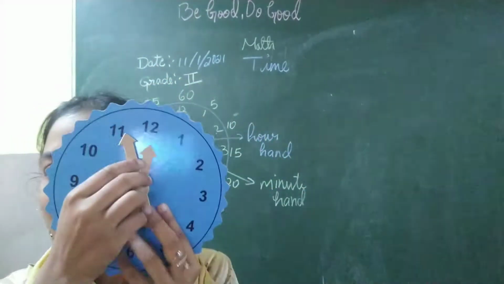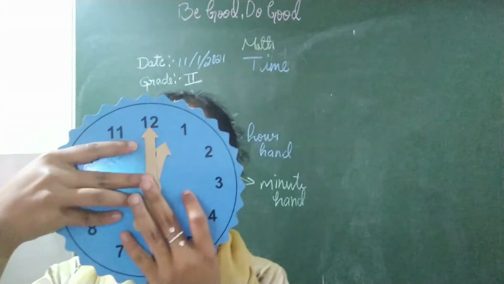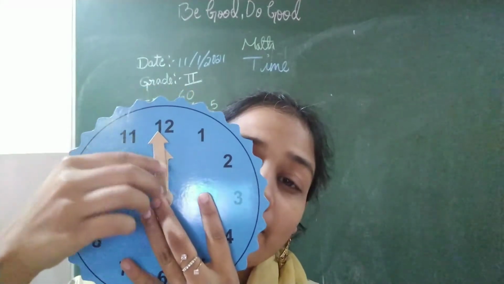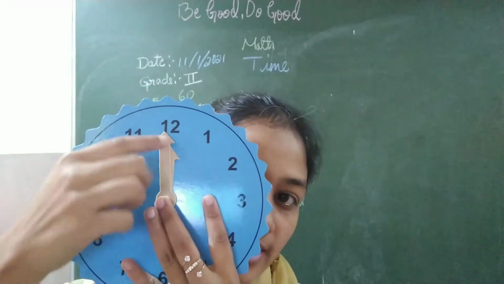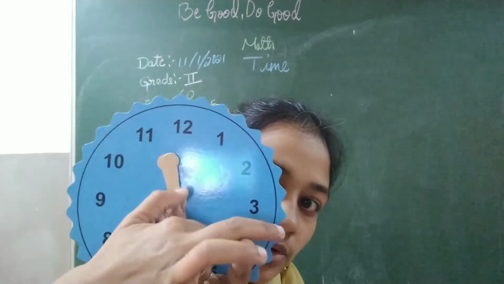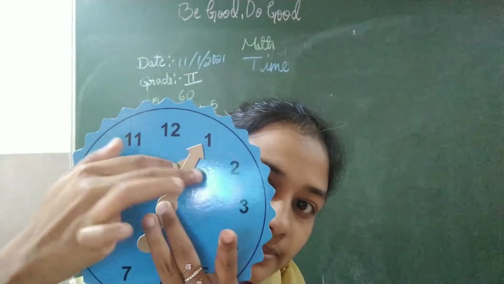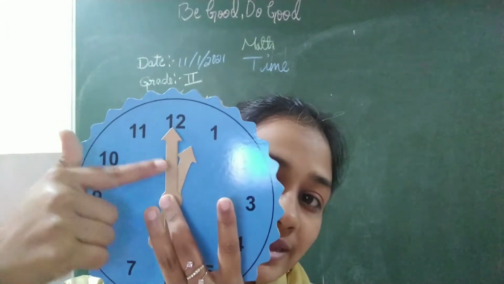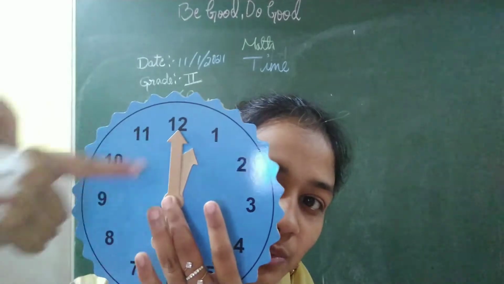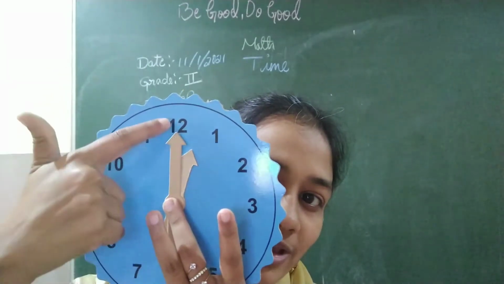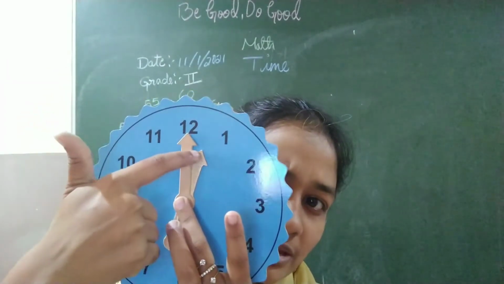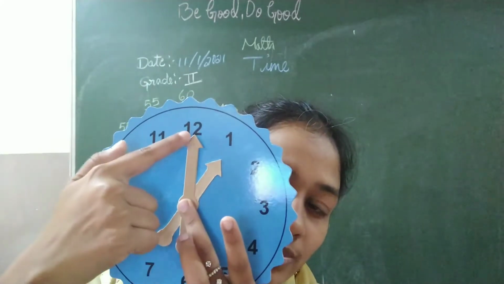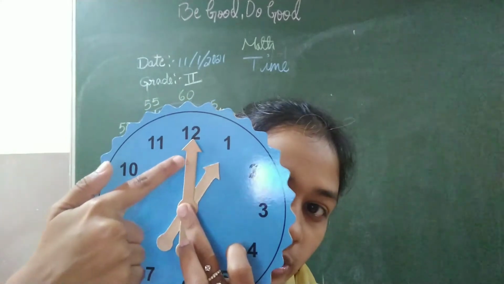So I show you once again. If this is the clock, both will start from 12. My big hand is very fast. It will finish one full round and come back. But my small hand is very slow. The time the big hand completes one round, my small hand will come from 12 to 1. This is 0 to 1. That's it. Okay. So, it is showing 1 and this is showing 12.